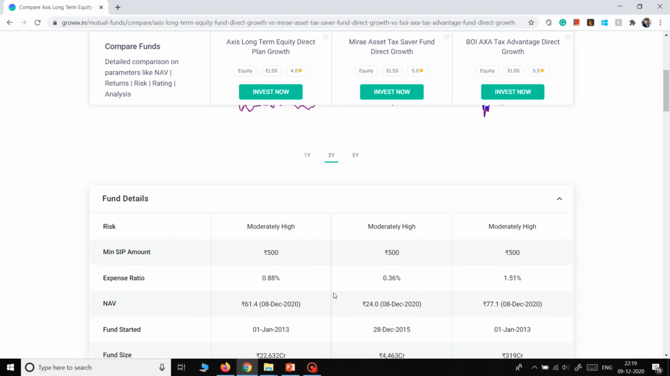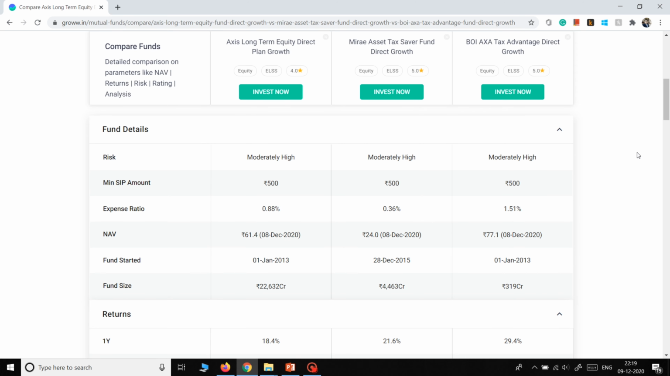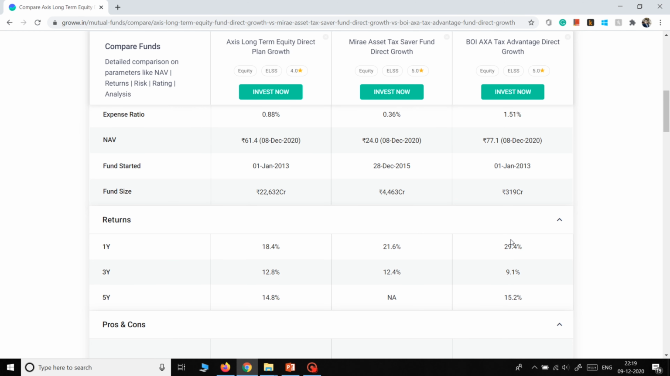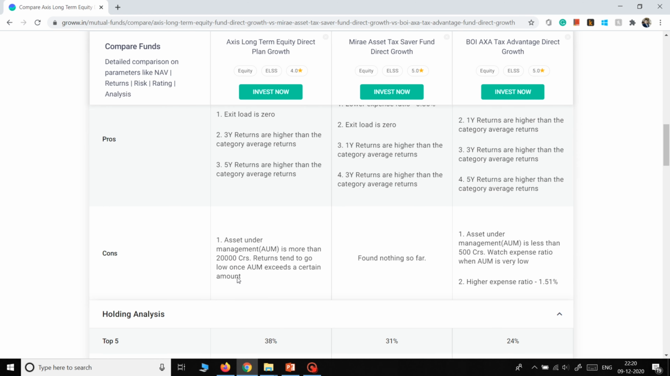Now going down, we can see what kind of risk these funds have, what minimum SIP amount they are asking, and the expense ratio. By expense ratio, Mirae Asset is the minimum. By going by returns, BOI AXA did well in this last year, and initially also it was good, but if you go by an average of 3 years, BOI AXA didn't do well as compared to the other two, and Axis was the best among them. Now pros and cons, you can see here that assets under management is very less in BOI AXA and very high in Axis. So that is something which we have to understand before investing in anything.